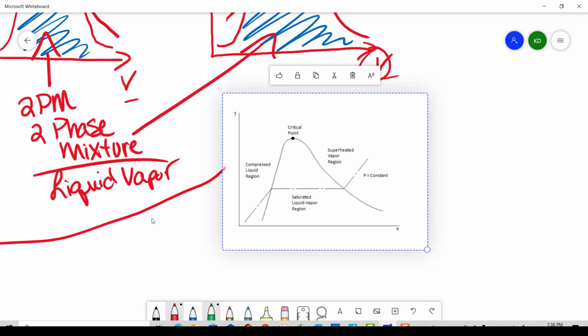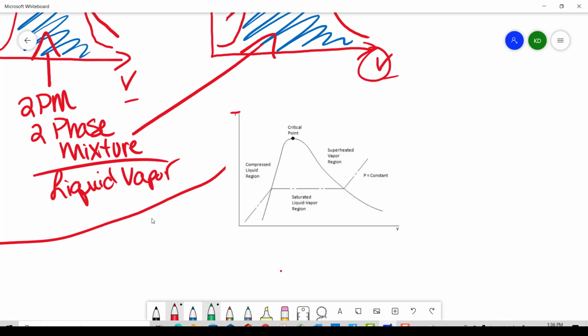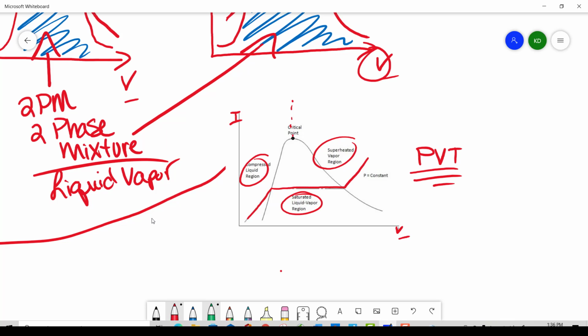But I just wanted you to know that when you have a TV diagram, all of this stuff is going to say we've got that two-phase mixture, we've got compressed liquid, we've got superheated region, we've got a critical point, and then here this constant line is a constant line of pressure, okay? And why is it constant line of pressure? Because we have T and V represented here, and it's a PVT diagram. It's for all of them.